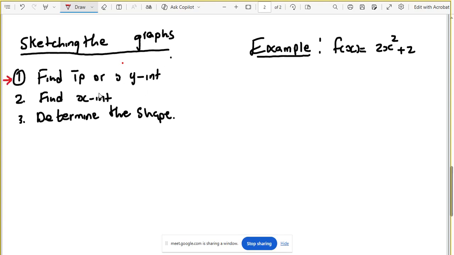Let's first find the TP, okay? Remember, you don't have to do any calculations. Number one, what is your turning point? Remember, turning point is always 0 and Q. So in this form, what is the value of Q in that given equation? 2. Exactly, because this is in the form of ax squared plus Q. So the value of Q, that's 2.